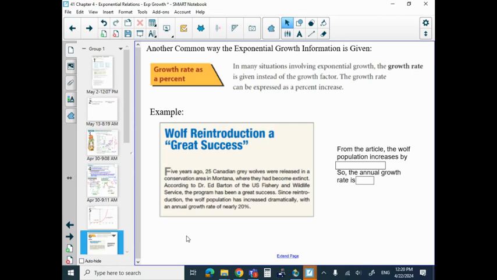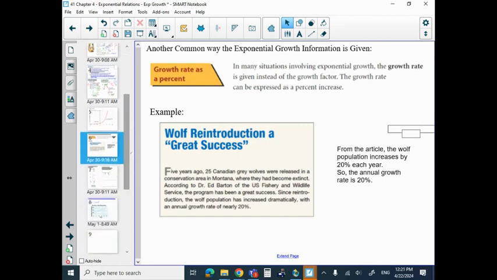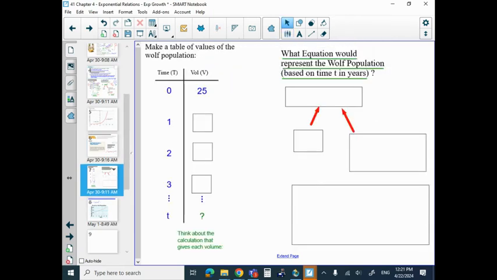An annual growth rate of 20%, this is just a summary of exactly what was in the paragraph. An annual growth rate of 20% is exponential growth. Just recognize that. We'll see how that works and what the numbers look like for that one.